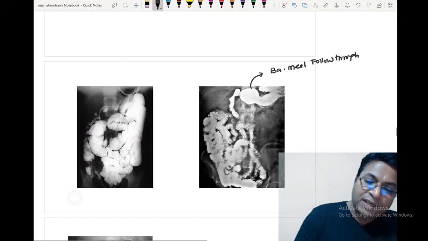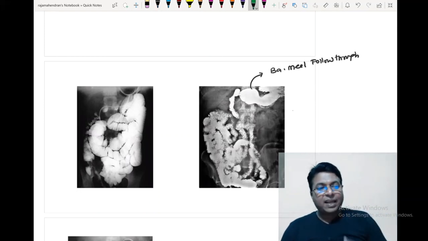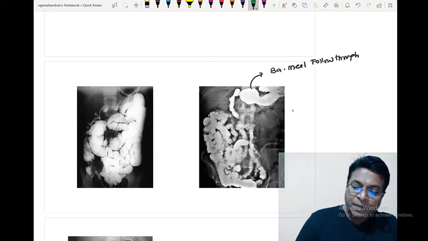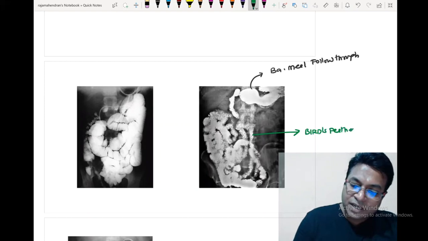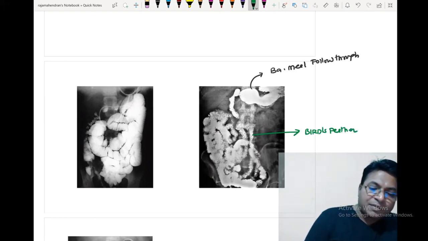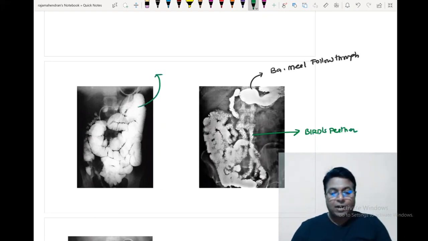Radiology questions only. I think this would have been discussed. A patient drinking a barium that is going inside the jejunum, and the jejunum is showing you bird's feather appearance. Can you see the bird's feather appearance in the jejunum? In this image, this is like a barium meal follow through, but what is this?